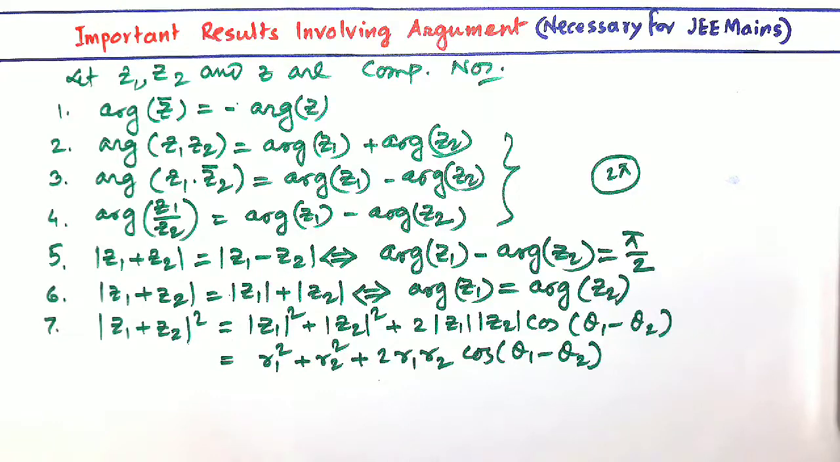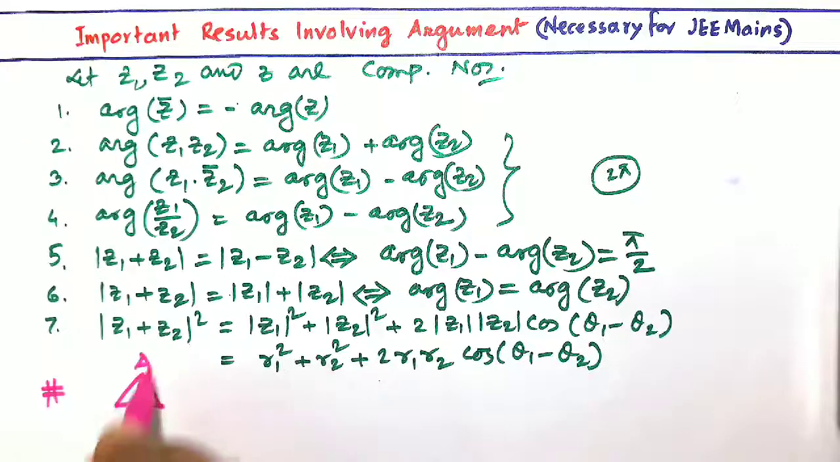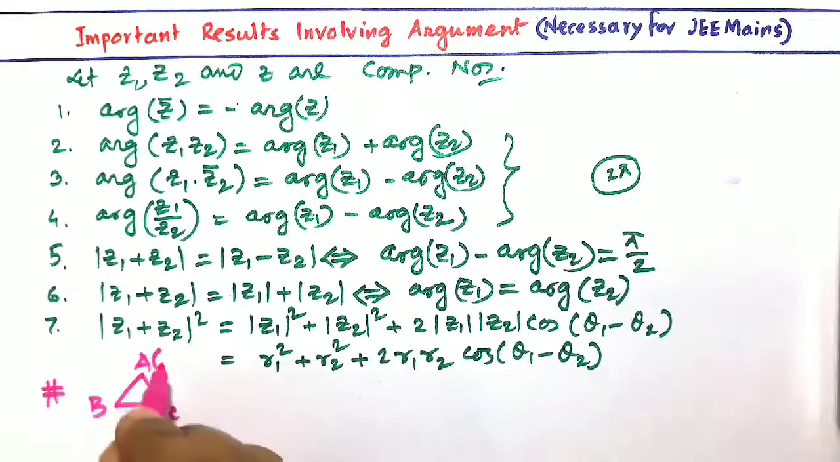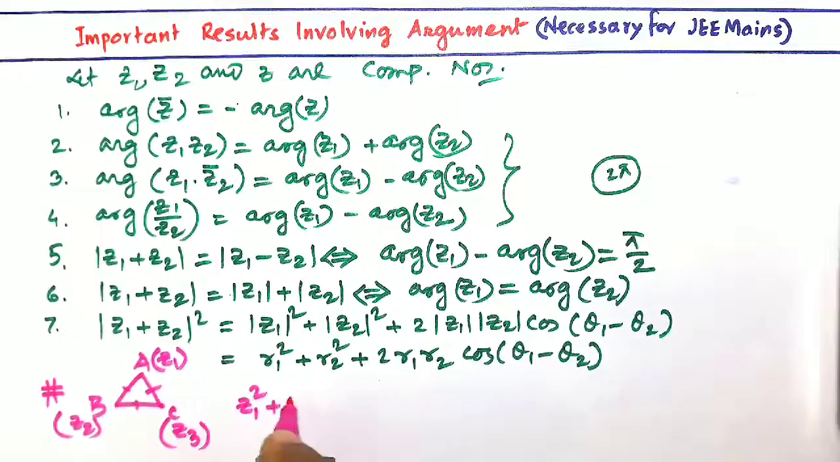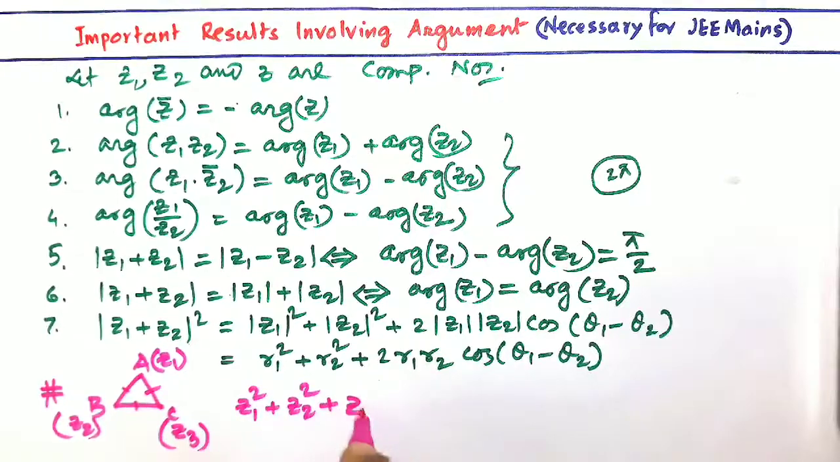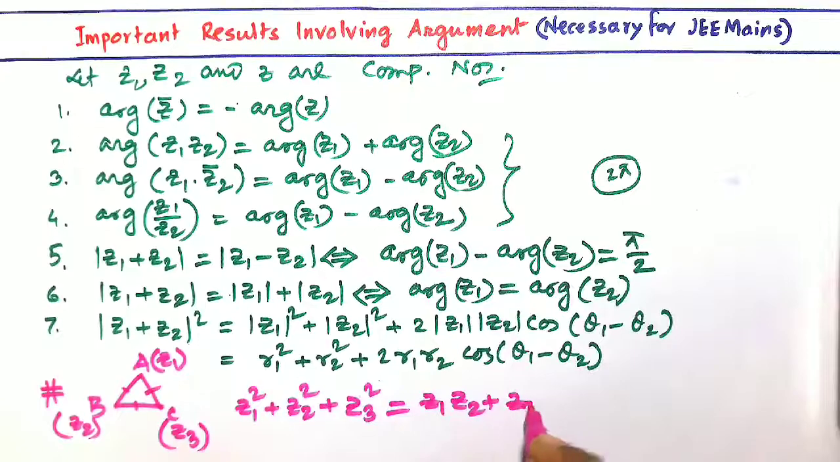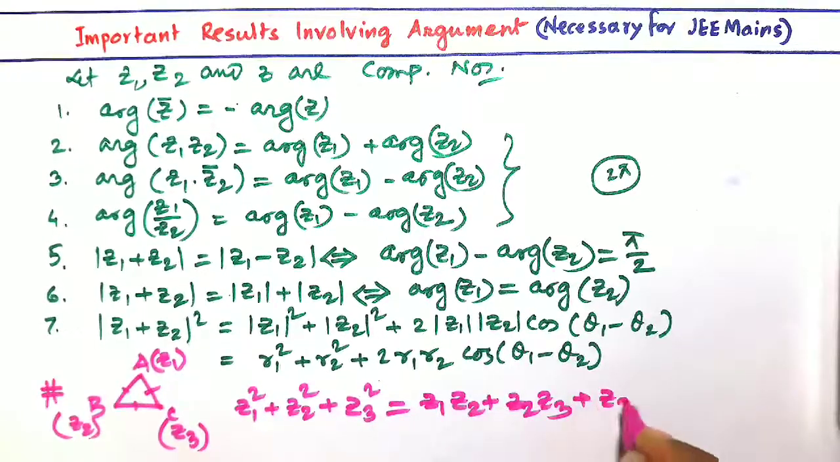Friends, last I want to state another one. This is very important and you should remember it. So I want to mention it with a different color. A triangle ABC, where the complex numbers are respectively Z1, Z2 and Z3. This triangle ABC will be an equilateral triangle only if Z1 square plus Z2 square plus Z3 square is equal to Z1 Z2 plus Z2 Z3 plus Z3 Z1.